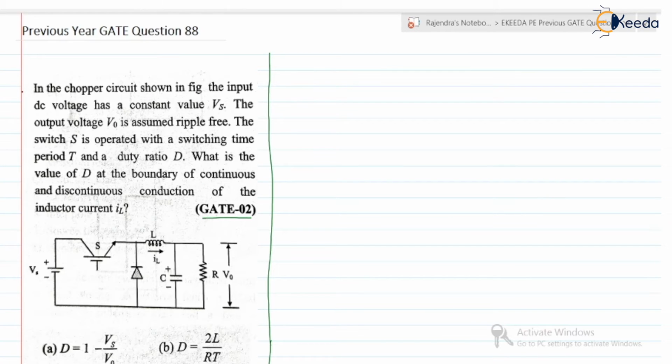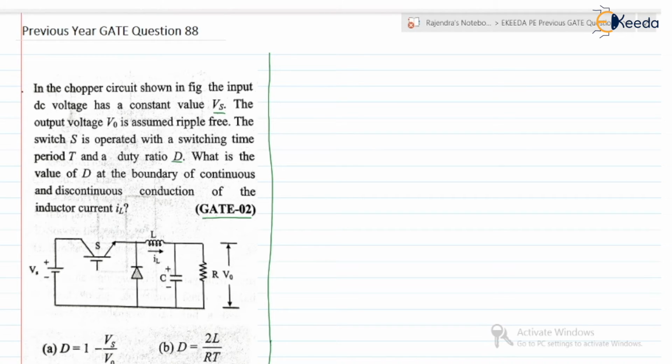In the chopper circuit shown in figure, the input DC voltage has a constant value Vs. So input voltage is Vs. The output voltage V0 is assumed ripple free, that is V0 is constant. The switch S is operated with a switching time period T and a duty ratio D. What is the value of D at the boundary of continuous and discontinuous conduction of the inductor current IL?